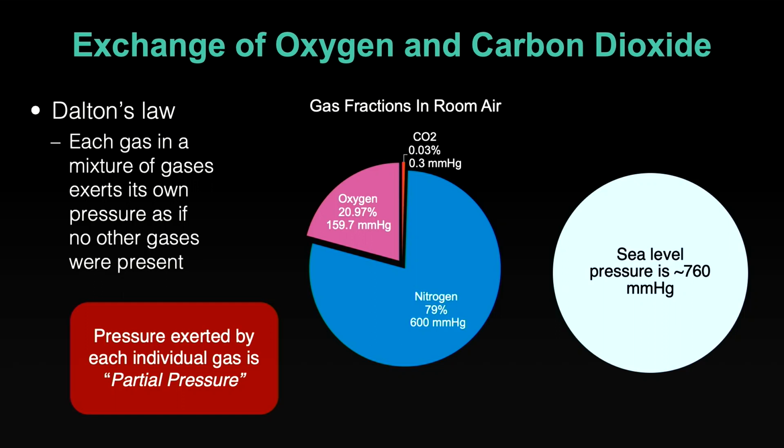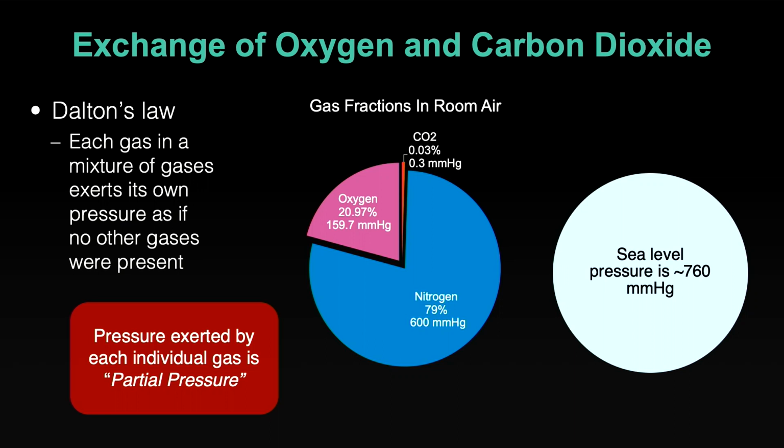Here we broke down the main components of room air, or at least the components that we are interested in in terms of the physiology of gas exchange: oxygen and CO2, with the large majority that's remaining being nitrogen. And of the total pressure available in the room, each gas exerts its own individual fraction, or part, of that pressure. Partial pressure.